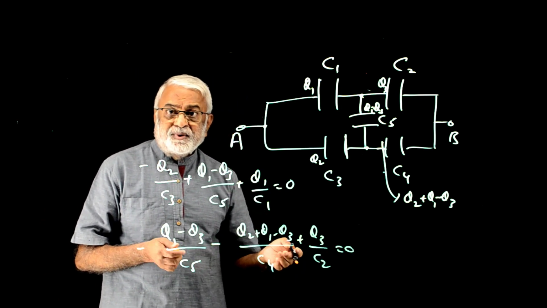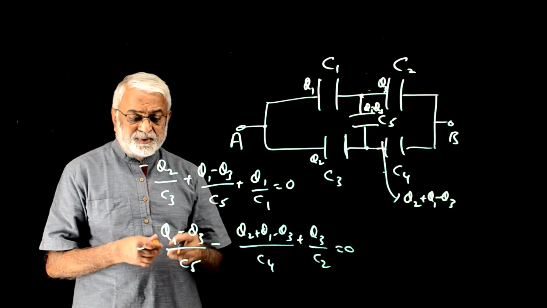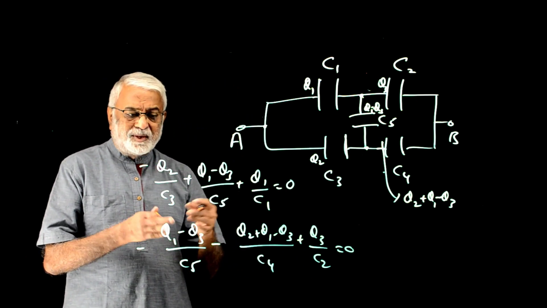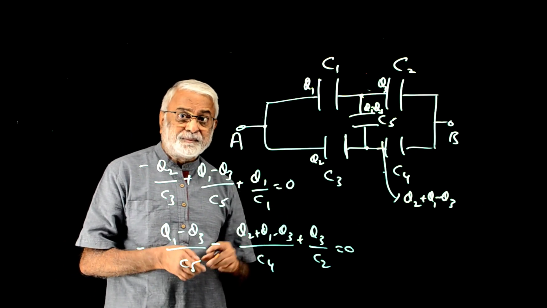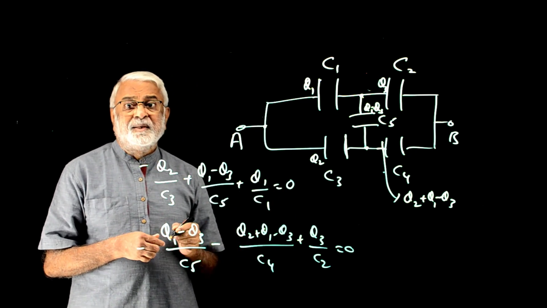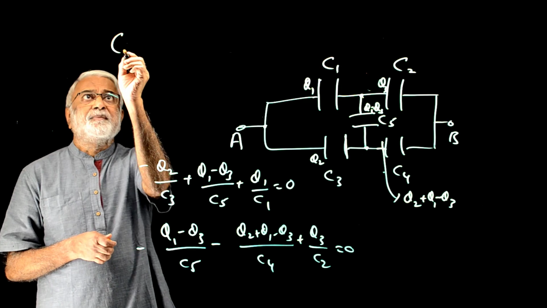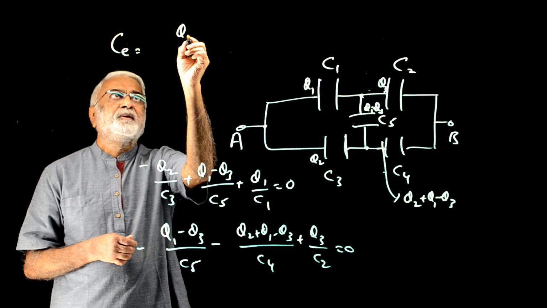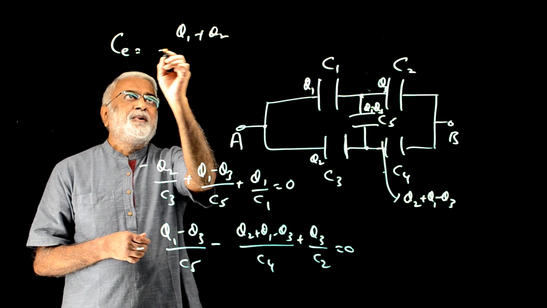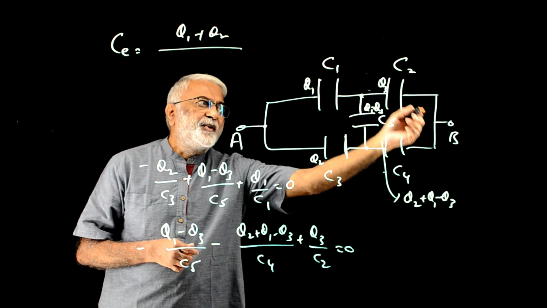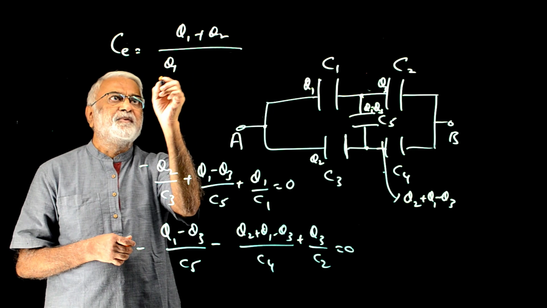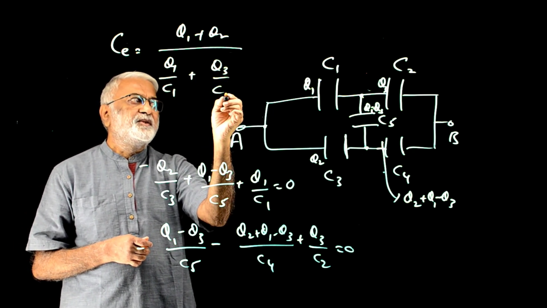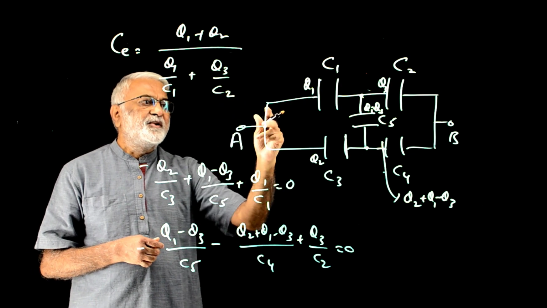So we're going to solve for Q1, Q2, Q3 in terms of C's. Q's related here. Now what is our equivalent capacitance? Equivalent capacitance will be charge that is flown in, Q1 plus Q2, by potential difference between A and B. So you can go this way, and that's potential difference of Q1 by C1 plus Q3 by C2. What is this? This is the potential difference between A and B.